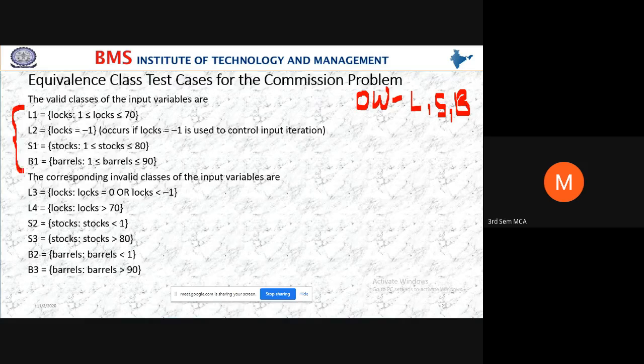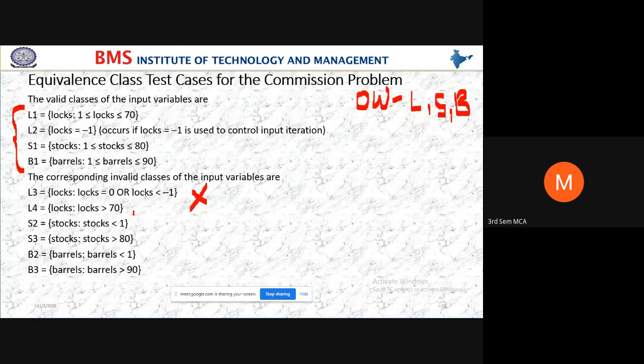Yes students, did you understand the basic valid classes for the input variables? The lock range is 1 to 70, the stock range is 1 to 80, and the barrel range is 1 to 90. These are all the valid values. The corresponding invalid values: lock equal to 0. What does 0 mean? 0 means there is no sale. Or lock less than -1. Already -1 means no sale, so less than -1 is also invalid.